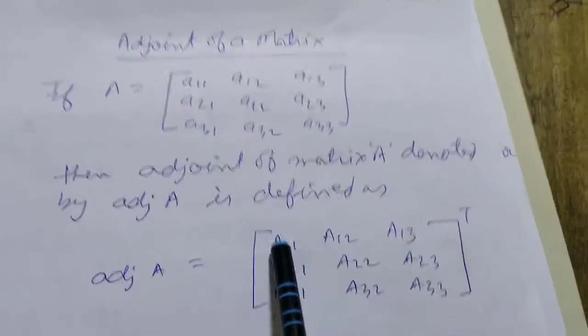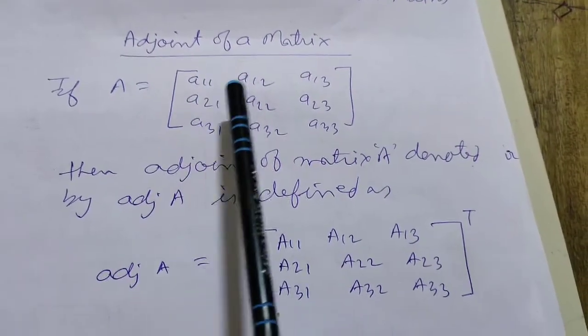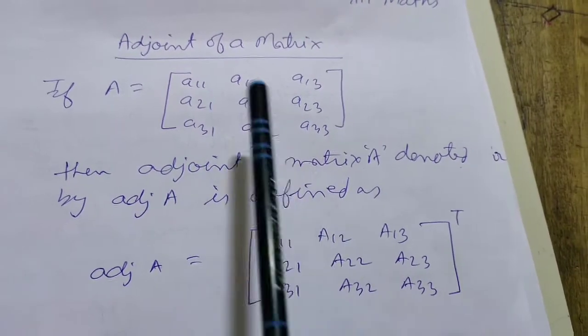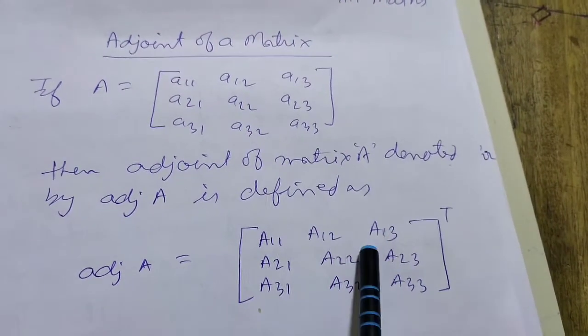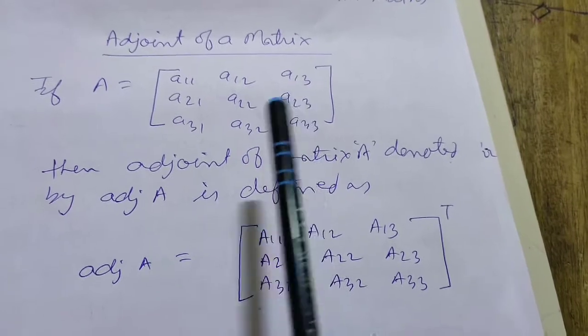So here capital A11 is the cofactor of the element a11. Similarly, capital A12 is the cofactor of a12. Capital A13 is the cofactor of a13, and so on.